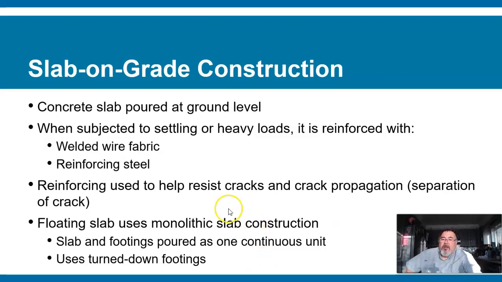Floating slabs use a monolithic slab construction. Slab and footings are poured as one continuous unit, used to turn down footings. So a slab on grade is just a flat slab right on top of the dirt. But then what if I had a slab with footings all the way around it? So around the perimeter I have a trench that's dug 12 inches deep, 18 inches wide, and then back up to the original thickness. So it provides that additional reinforcing for walls. And when it's done monolithic, it's all done in one pour, not separate.